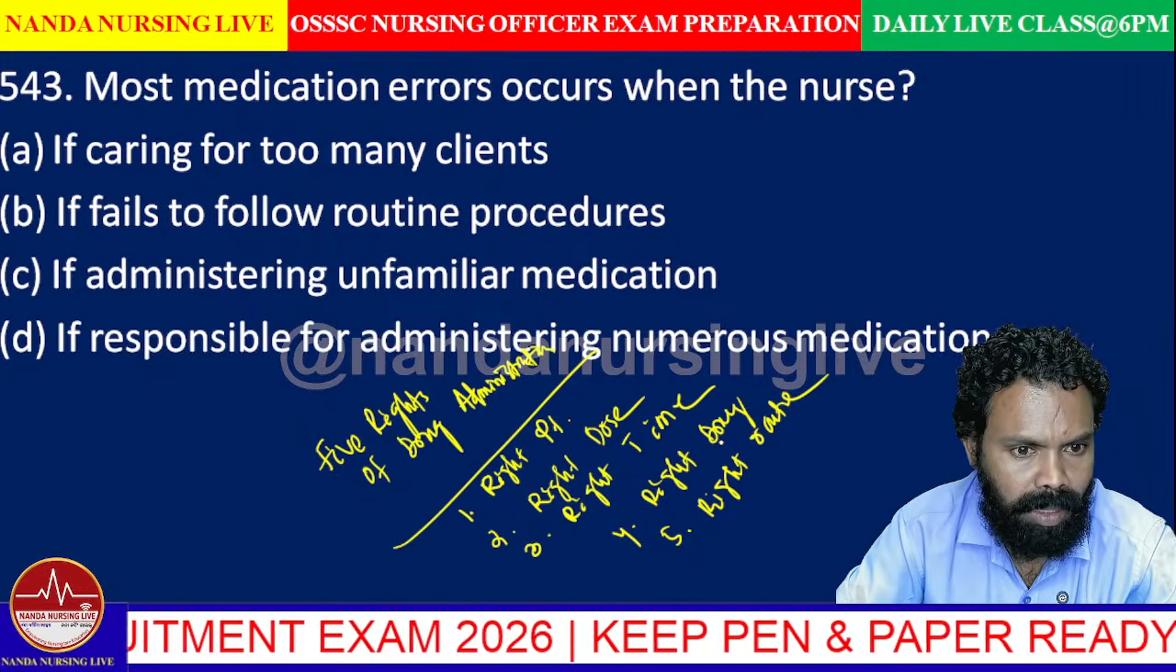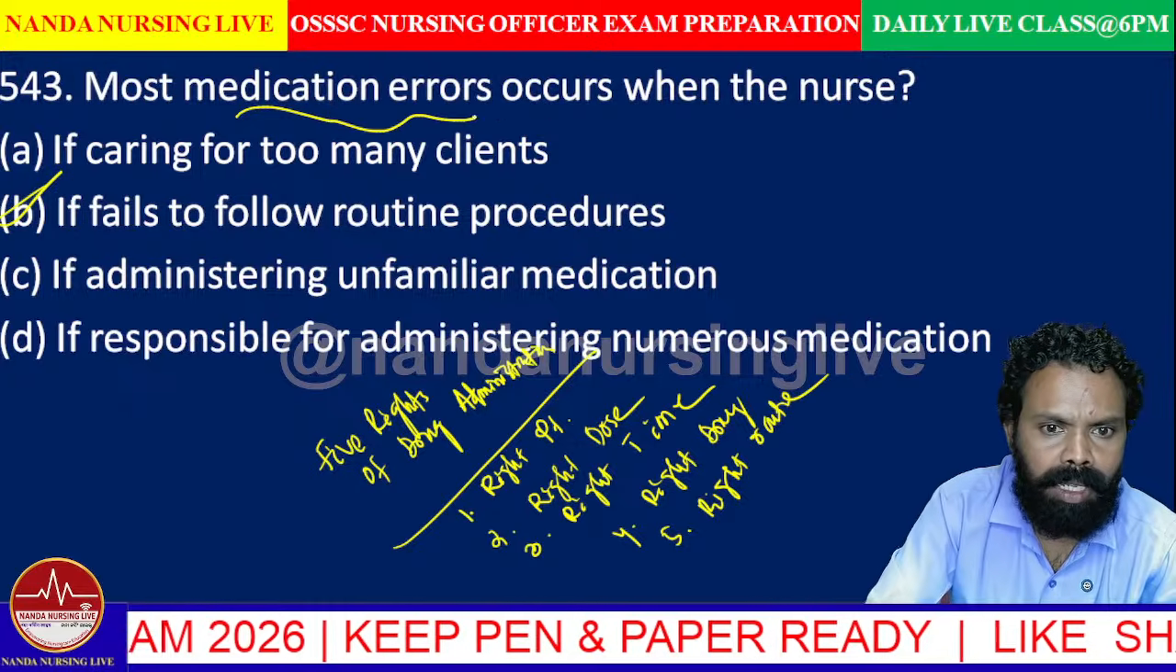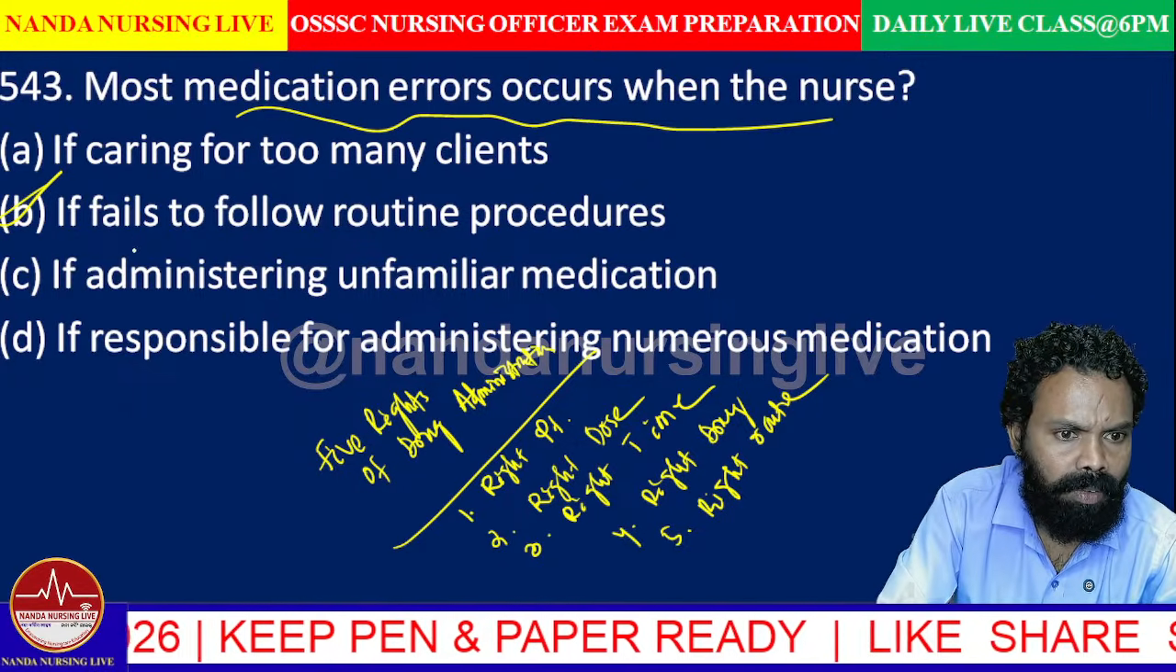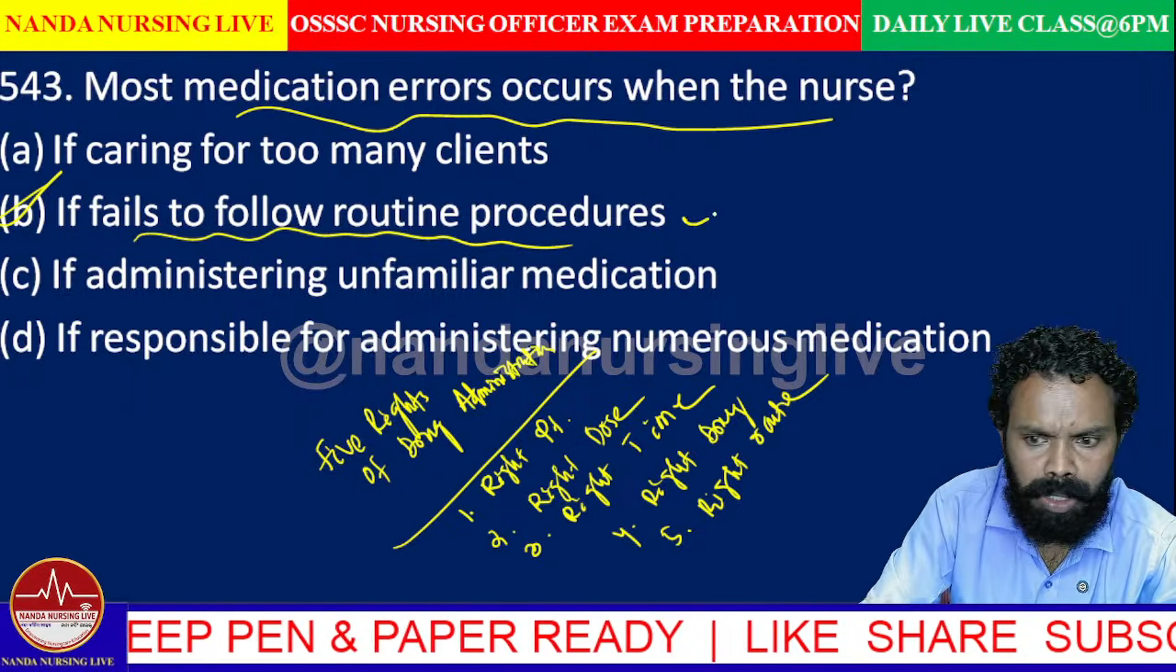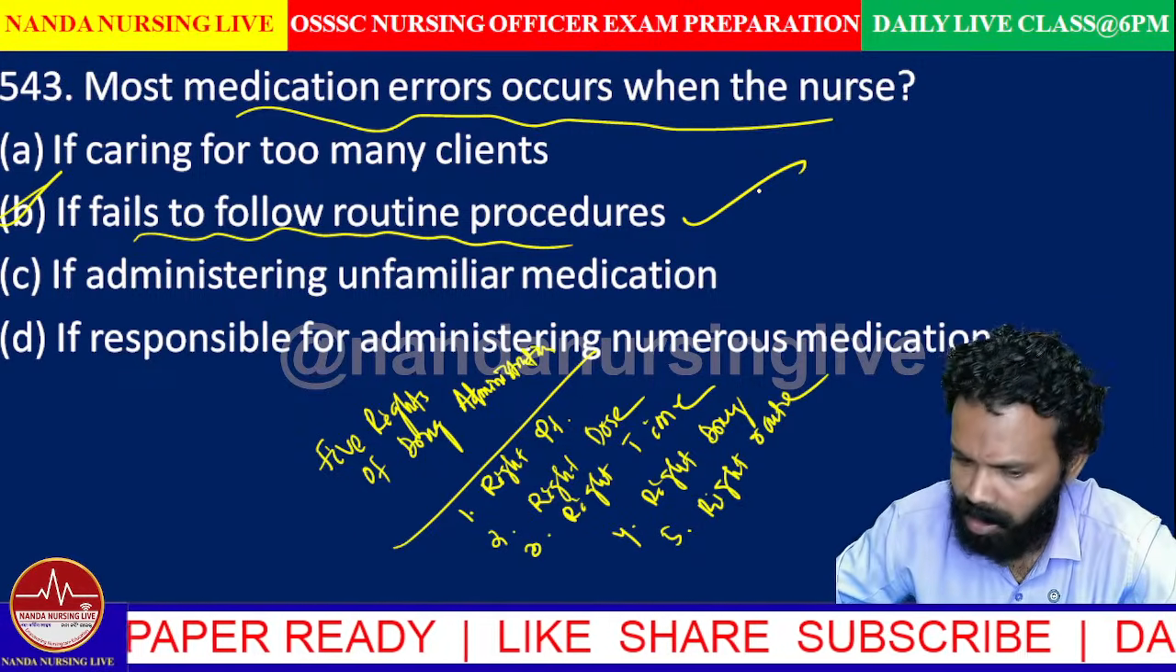So which option is the correct answer? Option B is the correct answer, beta. Most medication errors occur when the nurse fails to follow routine procedures. Option B is the correct answer. Right, option B is the correct answer.